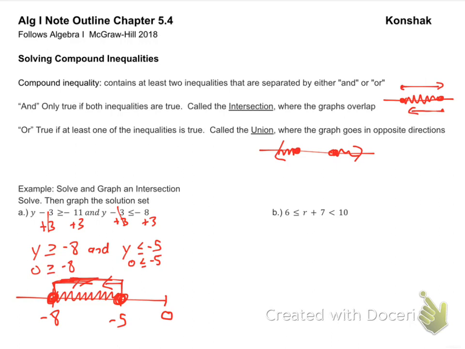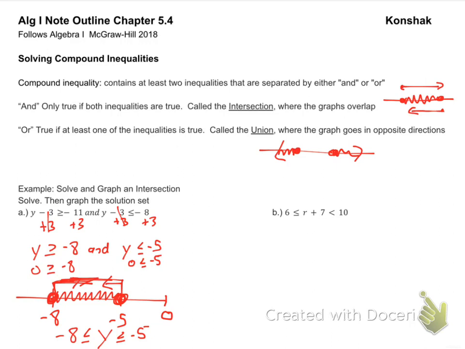Now here's a cool thing. When I have to state my answer, I actually can state it as -8 is less than or equal to y is less than or equal to -5. And that's another way to show an and problem as one continuous inequality.